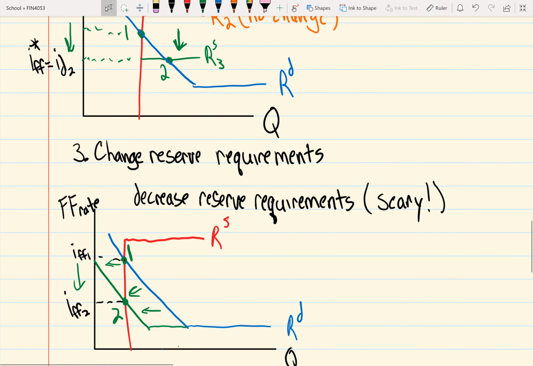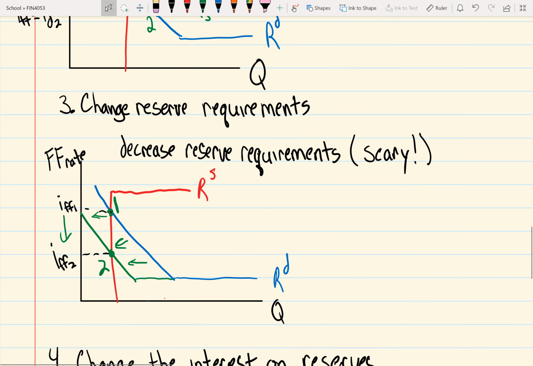Moving to example 3, this is to change the reserve requirements. As I mentioned in the last video, what they call the reserve ratio is the amount of physical reserves the banks have to hold as a percentage of their total assets. So currently it's at 10%. And they could lower that. So this is pretty straightforward.